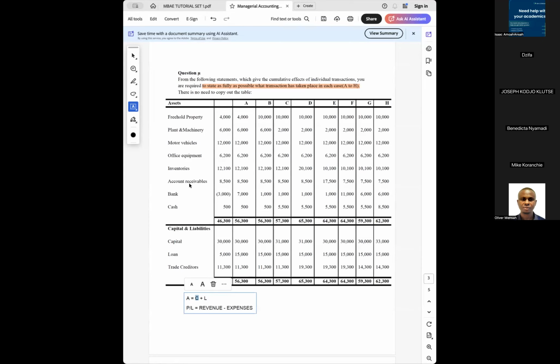Apart from this, we have bank and cash. You can deposit part of your physical cash in your bank account. If you do that, your cash will decrease, your bank account will see a rise.